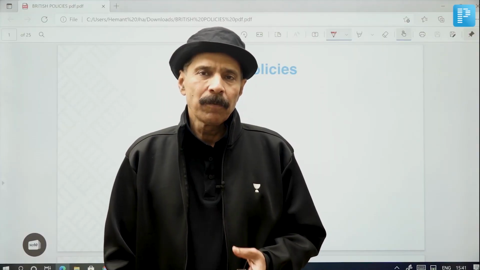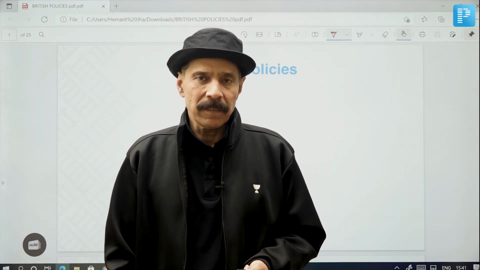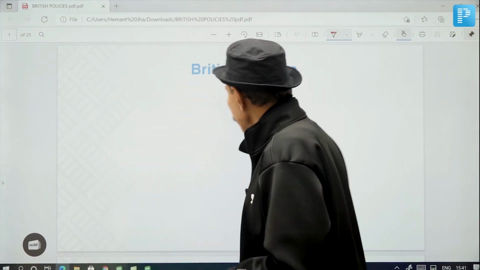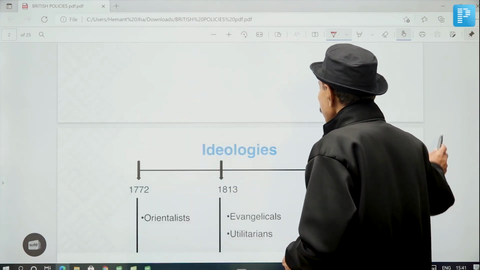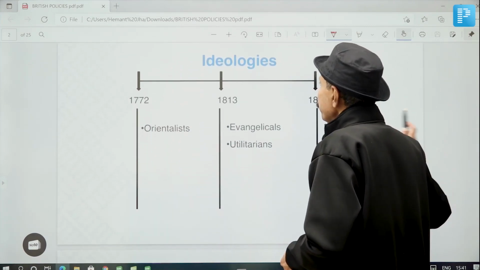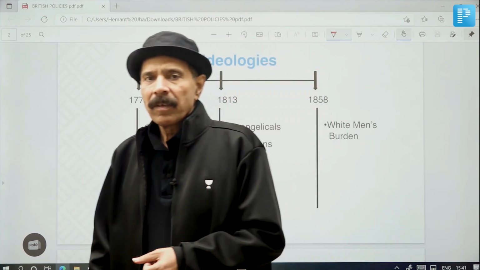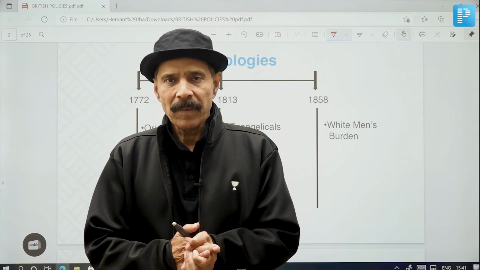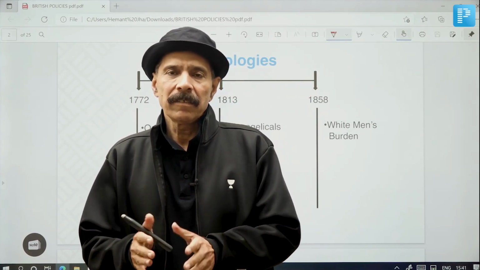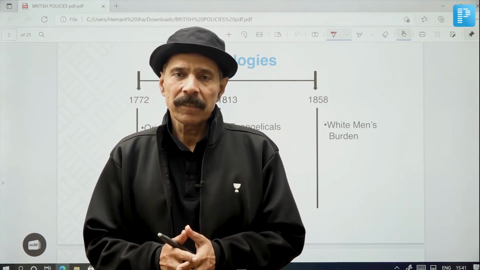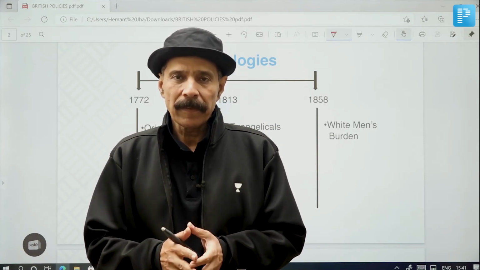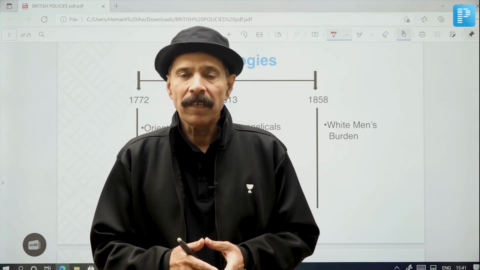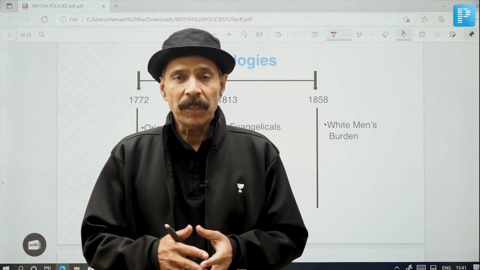And the first important aspect under this policy is the ideologies. Take a look. There emerge several ideologies, and the ideologies and the British policies had close link. The ideologies shaped many British policies. The ideologies influenced many British policies.